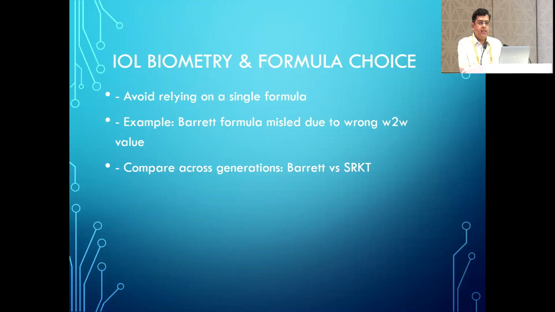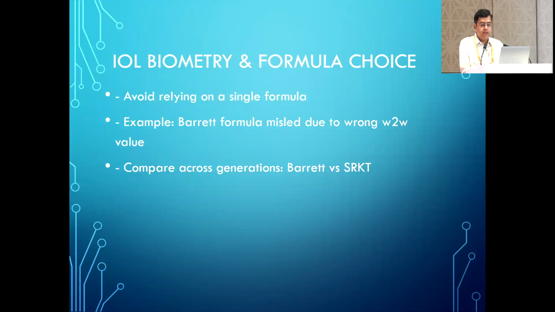So this is a very important point which I want to make here: if you are using any optical biometer or any measure, please use two formulas, but they should be from different generations. The reason being, though SRK/T may not be as accurate as Barrett, it takes into account a few of the parameters like white to white, and ACD is not a very big parameter in SRK/T.